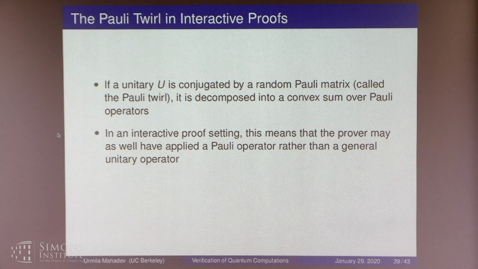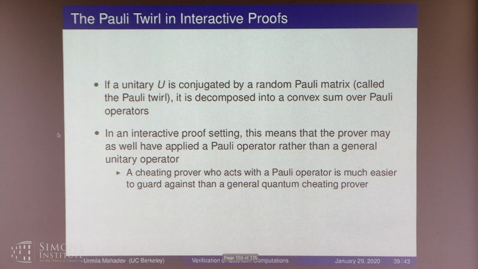So it's really restricting the power of a general quantum prover. Instead of thinking that a general quantum prover can apply a general unitary, he's just applying a Pauli. And that means in that setting, we just had to create interactive proofs which could guard against cheating Pauli operators rather than general unitary operators. This was a pretty powerful technique in the information theoretic setting because it really restricted the power of a quantum prover, and it let us characterize the power of the quantum prover and say that he's only acting with Pauli operators and not general unitaries.